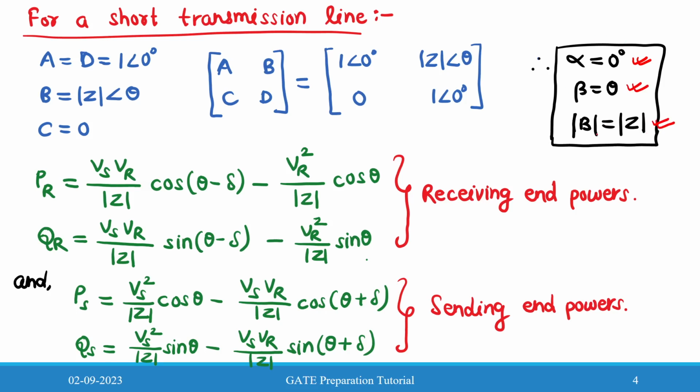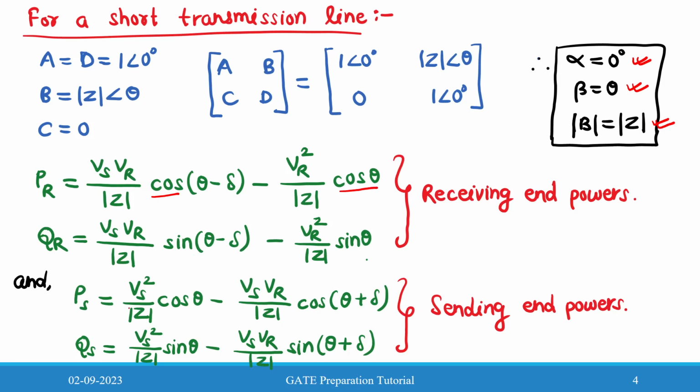So these quantities we just put in the previous expression, and we will get the active and reactive power at the receiving end like this. Active power at the receiving end will be Vs Vr divided by magnitude of Z times cos of theta minus delta, minus Vr square divided by magnitude of Z times cos theta. Similarly for Qr, just replacing cos with sine, we will get the reactive power.